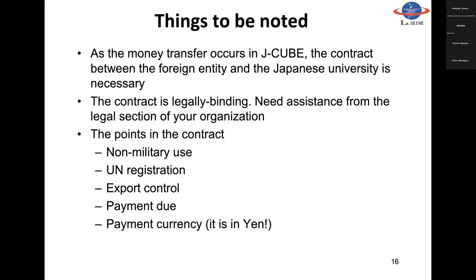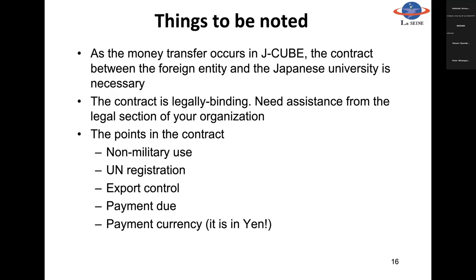Things to be noted: as money transfer occurs in JCube, a contract between the foreign entity and the Japanese university is a must. You have to sign the contract because money is involved, and the contract is legally binding. So you need assistance from the legal sections of your organizations. For Japanese universities, UNISEC would assist about how to make a contract.